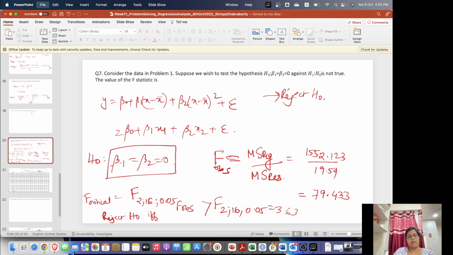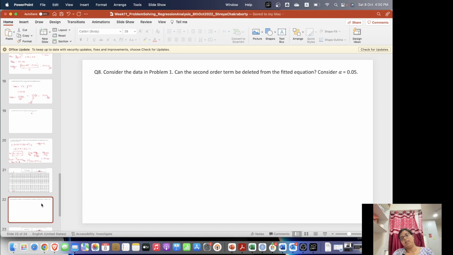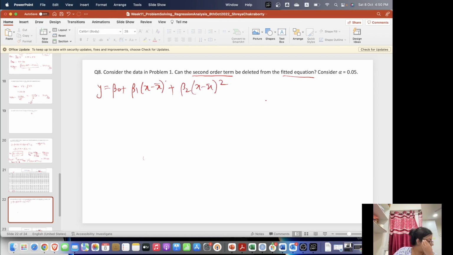Okay, and now let's focus on this one. So they are saying, can the second order term be deleted from the fitted equation? Which one is the second order term? B2 x minus x bar square. This one. So if this has to be deleted from the fitted equation, then our H naught becomes testing beta 2 equal to 0.